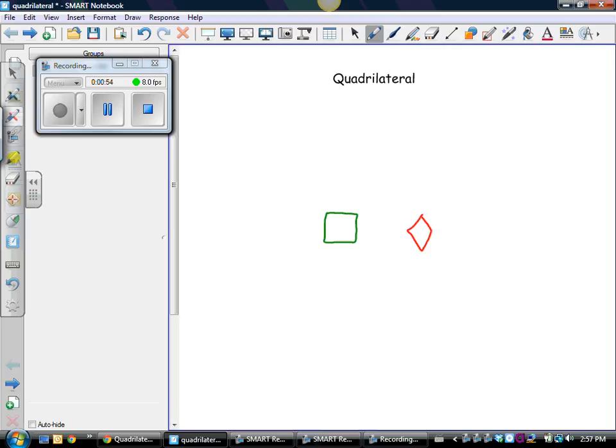And why do you say that a diamond is a quadrilateral? Because it has 4 sides. Who else? I wonder how many they all have. And I wonder if they all have the same number.